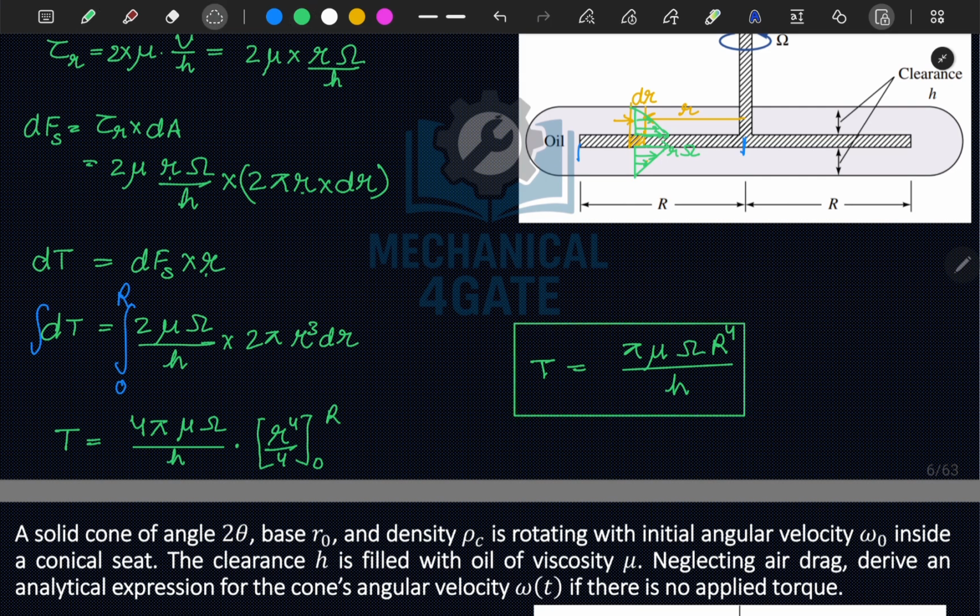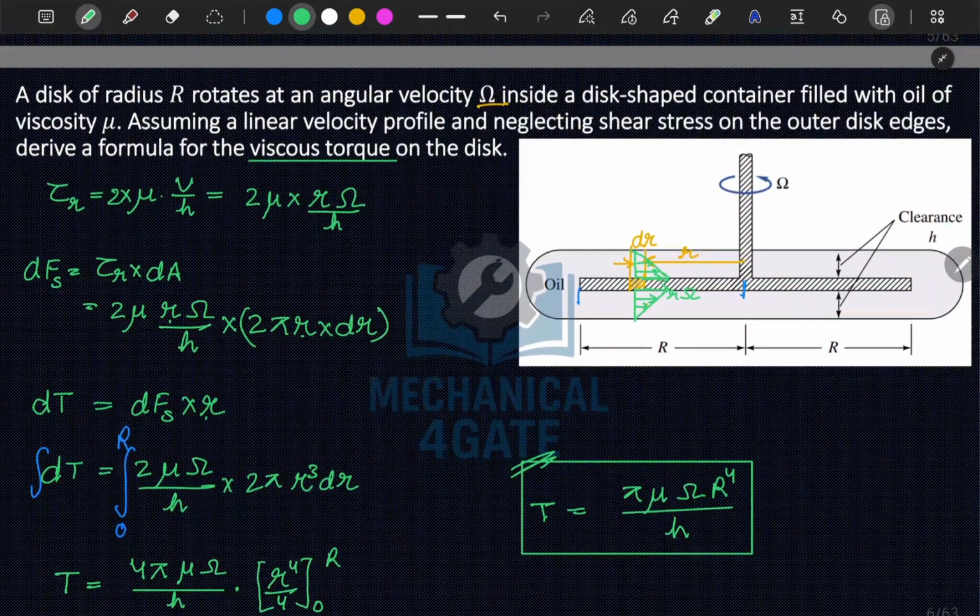I hope you understood this solution. You get how to calculate the small elemental force and then continue to calculate the torque. And I think you get that to calculate torque we have to calculate the elemental torque first, because the torque will vary with radius.